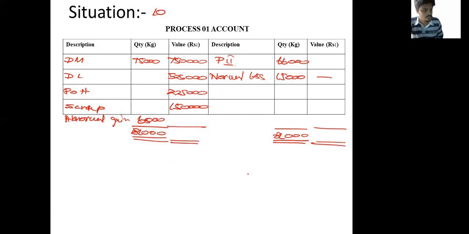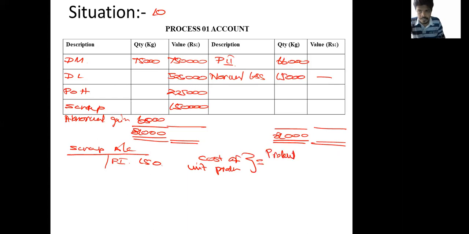Now let's calculate the cost of scrap. The selling cost we can transfer to the scrap account, 150. I will put it like this. Then cost of unit produced equals production cost of process plus scrap value, scrap clearing cost, divided by expected good units.